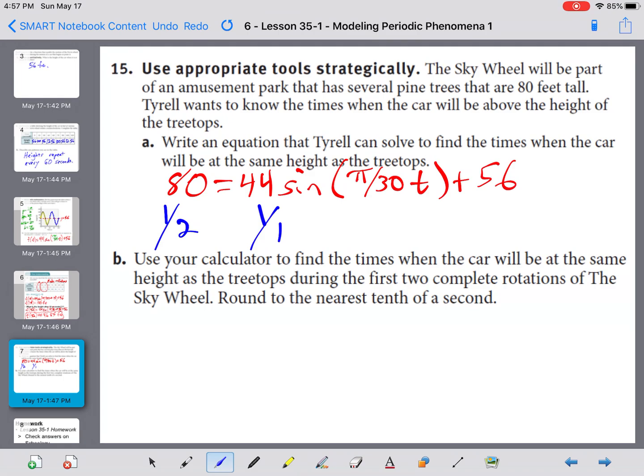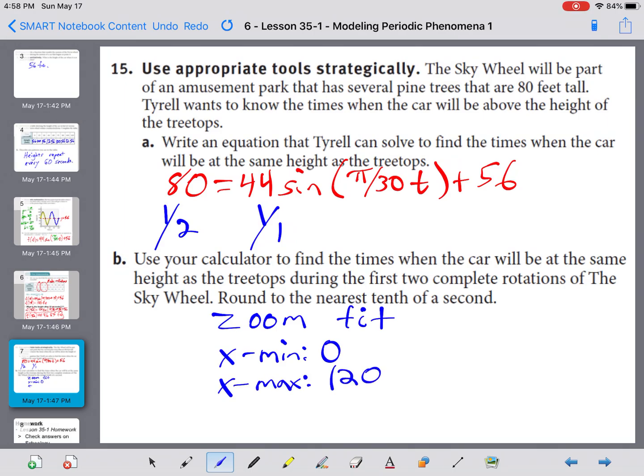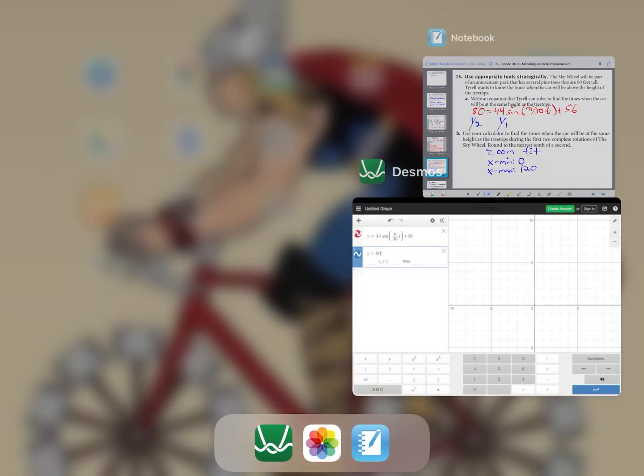If you're on the TI, you might want to do zoom fit, right? Remember, the zoom fit works well if you set your X and Y min. So the X min here would make sense to be 0. The X max, you can make that 120, right? That would be two revolutions around the Ferris wheel. So you want to maybe do zoom fit if you're on a TI.